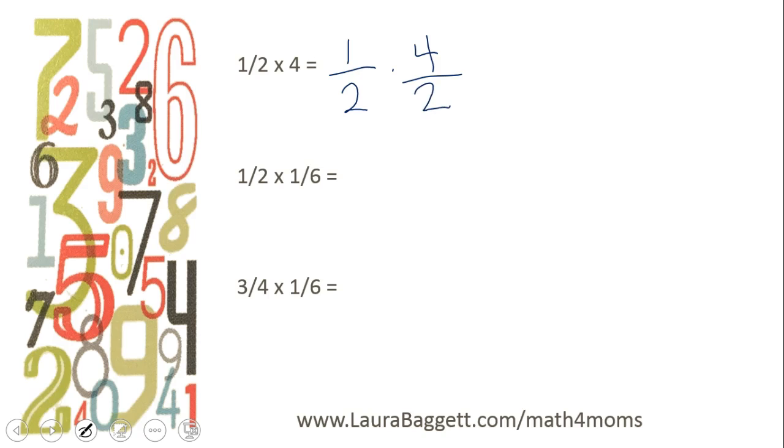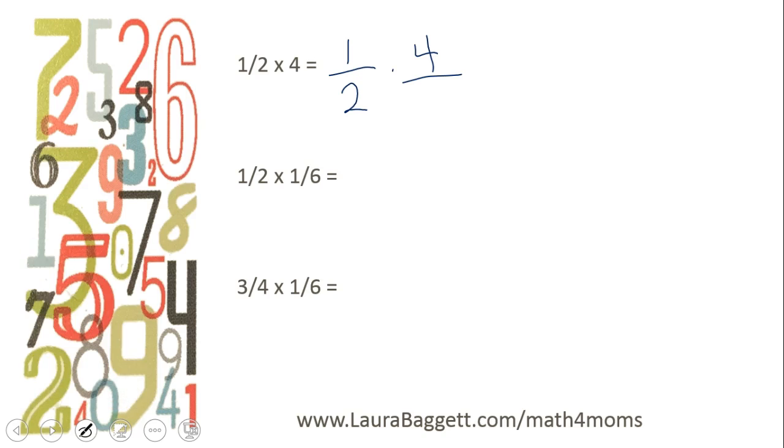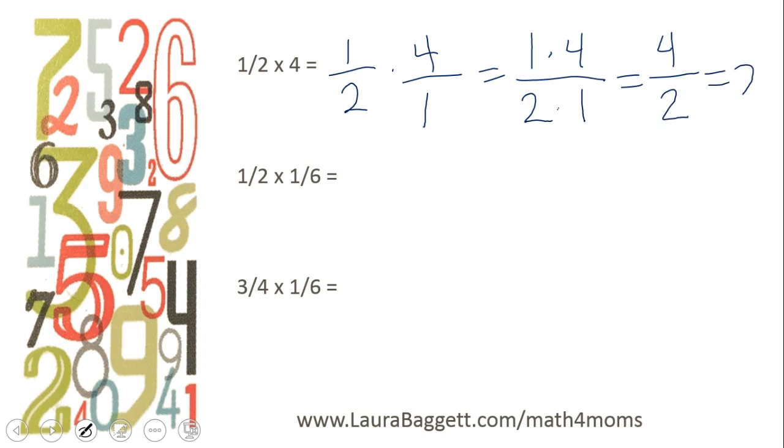Whoops, excuse me. Let me erase that little bit there. That should be 4/1. Okay, and then the way we multiply fractions together is we multiply the numerators together, so 1 times 4, and then we multiply the denominators together, so that's going to give us 2 times 1. Well, 1 times 4 is 4, 2 times 1 is equal to 2, and of course we know that 4 divided by 2 is equal to 2.